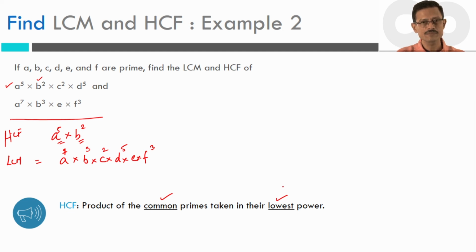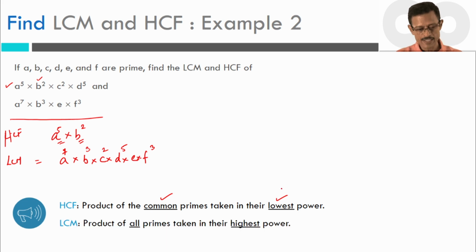So that's the HCF. What is it when it comes to LCM? LCM needs to contain all of these prime factors. So we are going to take all prime numbers. And what is going to be the power of the common primes? The common primes need to be present in their highest power. Otherwise, it cannot be a multiple of both the numbers. So product of all primes taken in their highest power is going to be the LCM. So for HCF, common primes, lowest power. For LCM, all primes, highest power. Right? With this, we'll move on.